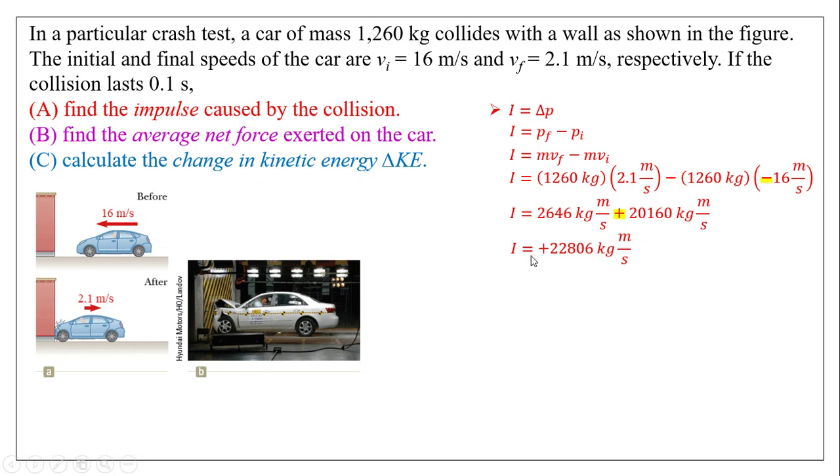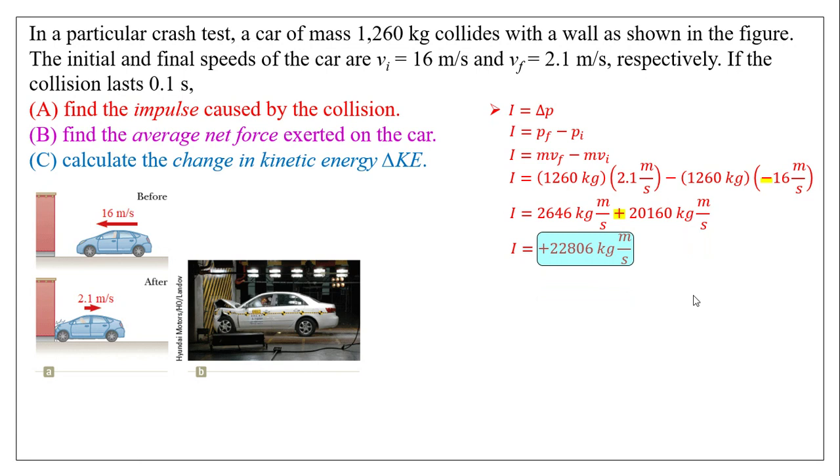So the impulse experienced by the car during the collision with the wall would be a positive 22,806. Okay, you need a positive sign there because impulse is a change in vector, so it has to have a direction. All right, let's go ahead and do part B.